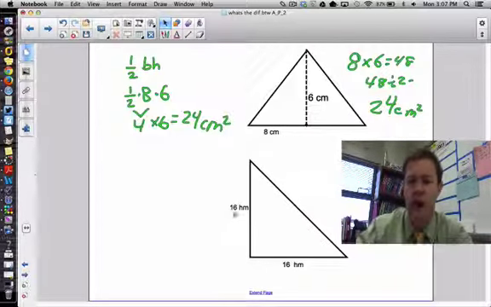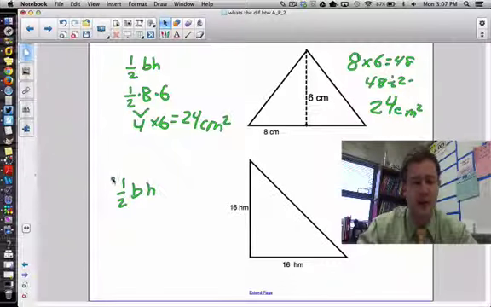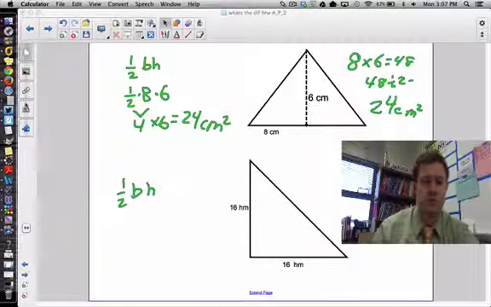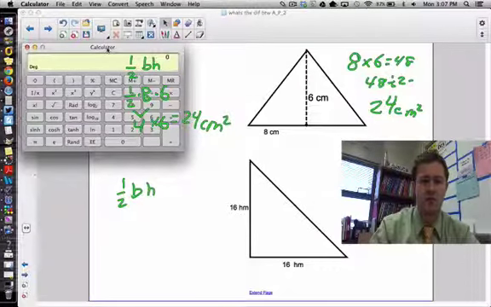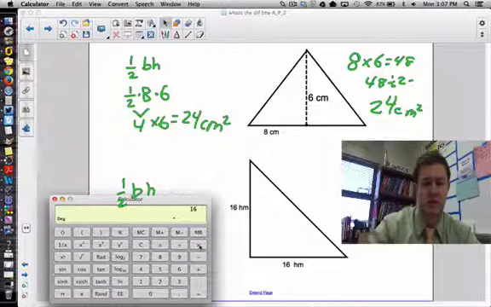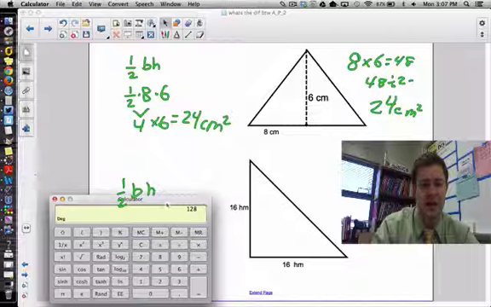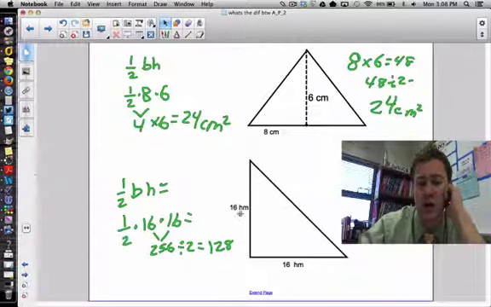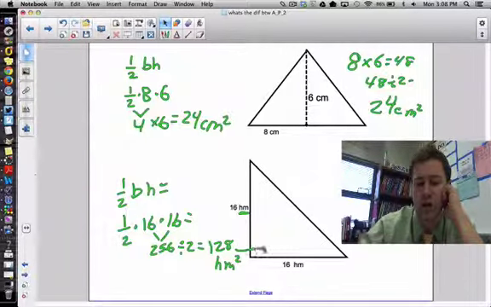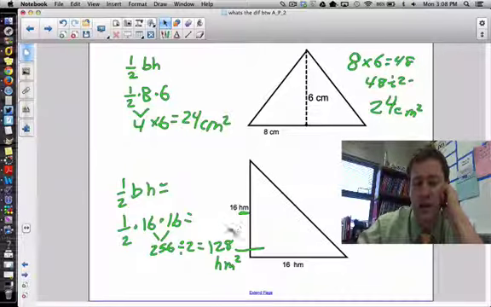So let's do this other one here. I'm going to use a calculator, so I'll need my handy dandy calculator. We'll pop that over here, and I'm going to move it down here so it doesn't get covered. I'm going to do 16 times 16, and I get 256. Now I'm going to divide it by 2, and I get 128. And since we are measuring in hectometers, we're going to do hectometers squared. Because we ran out of room, I put it underneath. And so we got our answer.